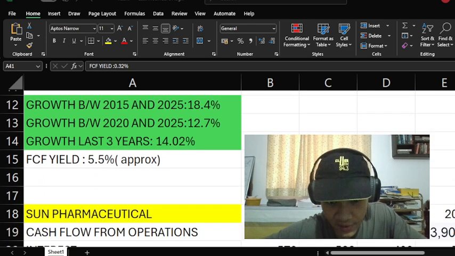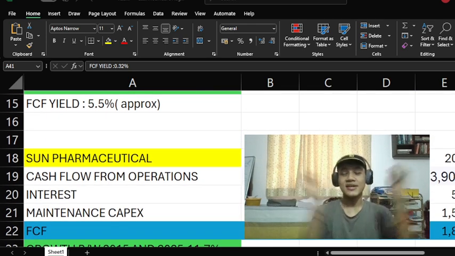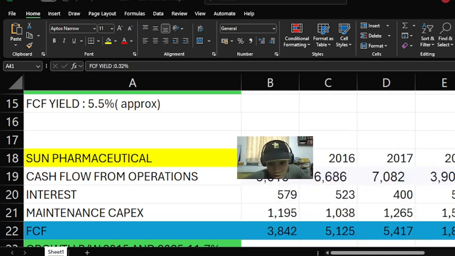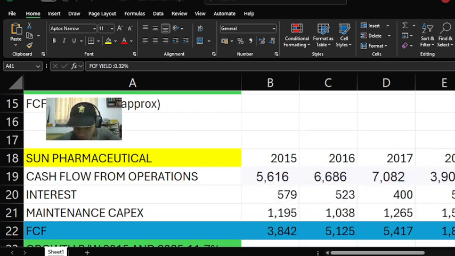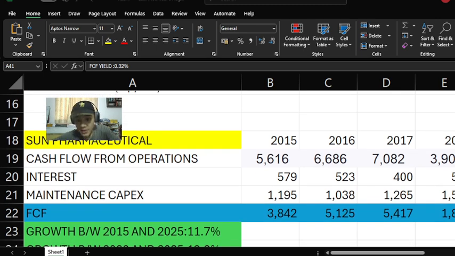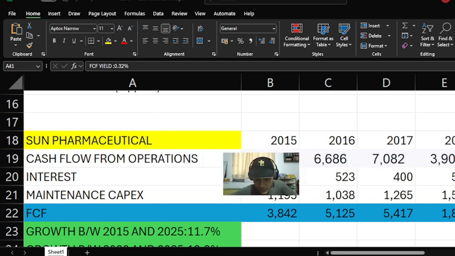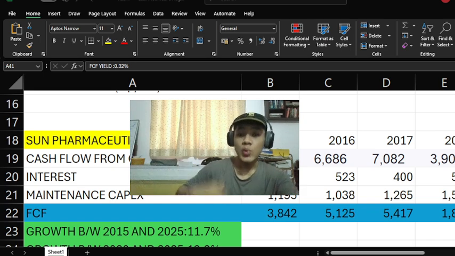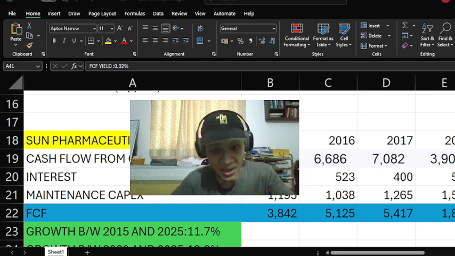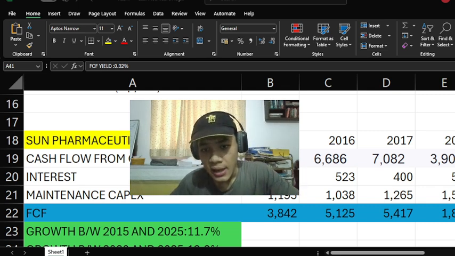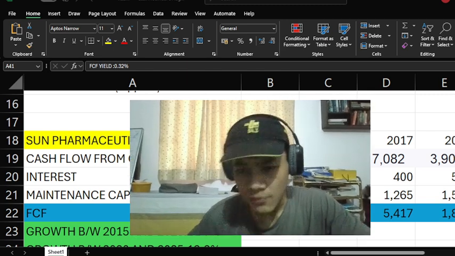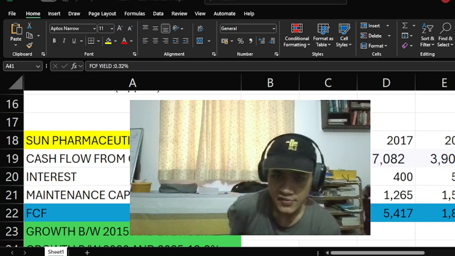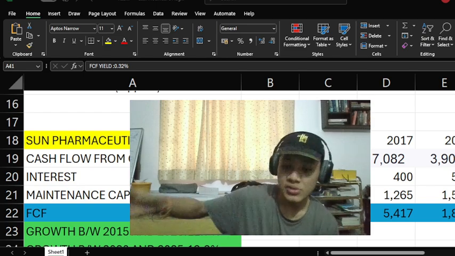Then moving on, we have Sun Pharmaceuticals, India's biggest pharmaceutical company. Okay, again 2015 to 2025. All right. So here again, maintenance capex. For some years, depreciation has been used for maintenance capex because it was investing way more money on expanding its capital assets. And on some years, purchase of fixed assets has been used as maintenance because depreciation was way more than that.